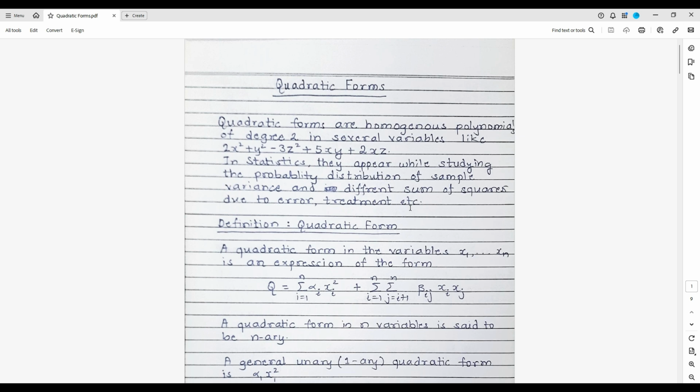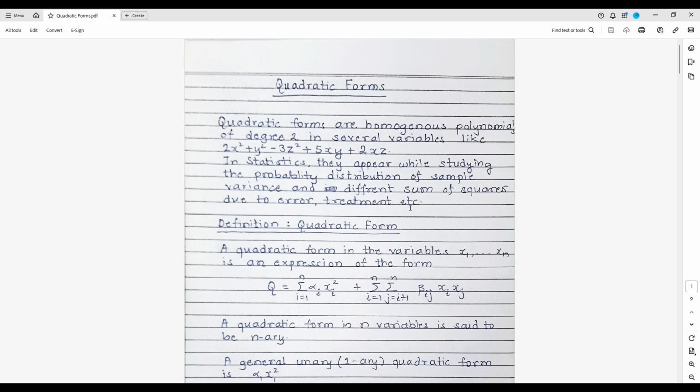So a quadratic form in the variables x1 to xn is an expression of this form q where the first term contains square terms with coefficients as alphas and the second term contains product terms where the coefficients are denoted by betas. So a typical q looks like summation alpha i xi square plus double summation beta ij xi xj where i goes from 1 to n and j goes from i plus 1 to n.